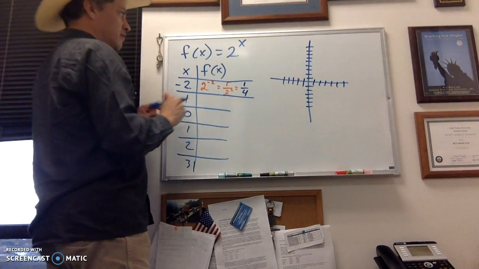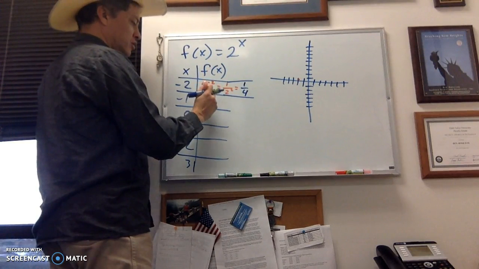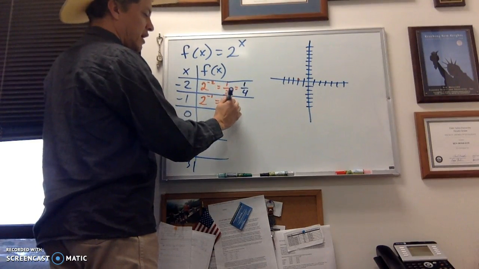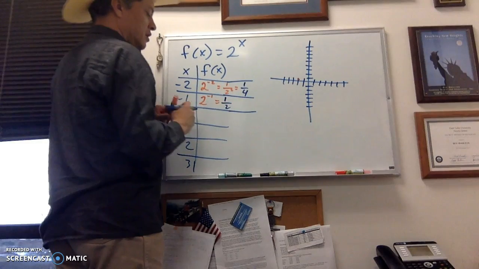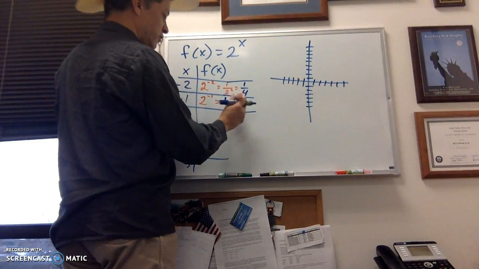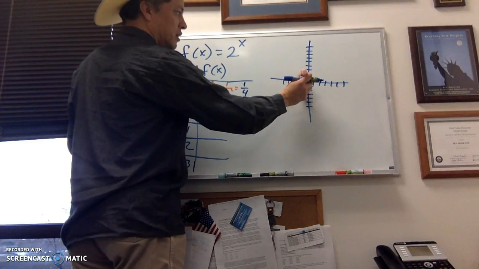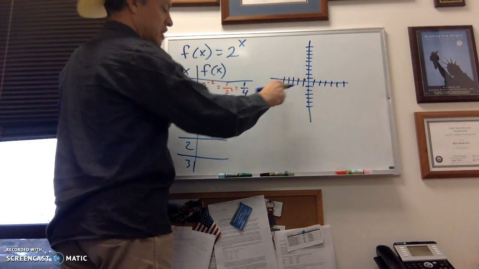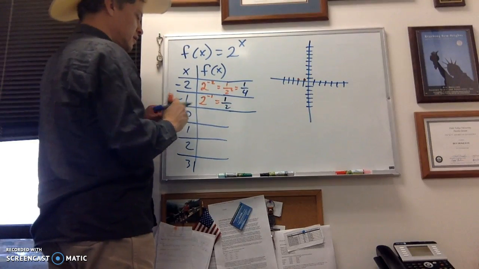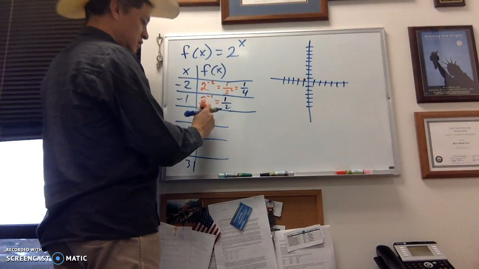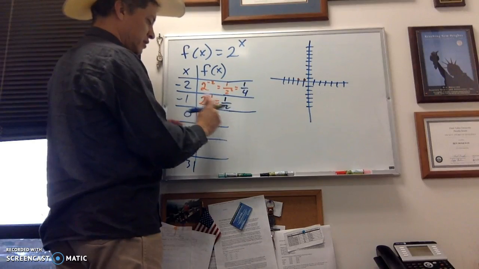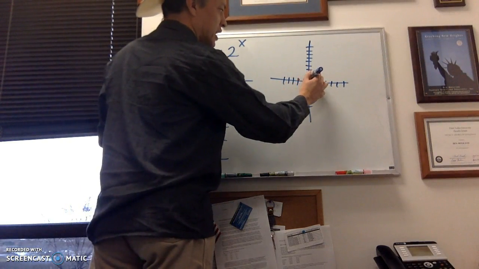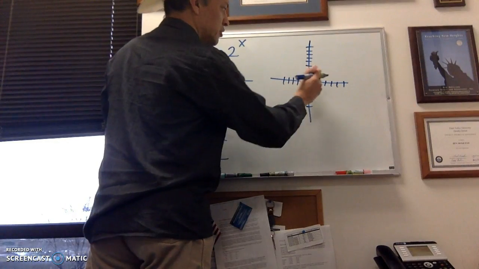Now I'll do the same thing for when x is -1. I'll go 2 to the -1. That's 1/2, right? So when x is -1, my y value is 1/2. So you can't really see much of a change there yet. Hang on. 2 to the 0, hopefully that's a no-brainer. That's 1. So when x is 0, y is 1. I'm going to make that a bigger dot there.